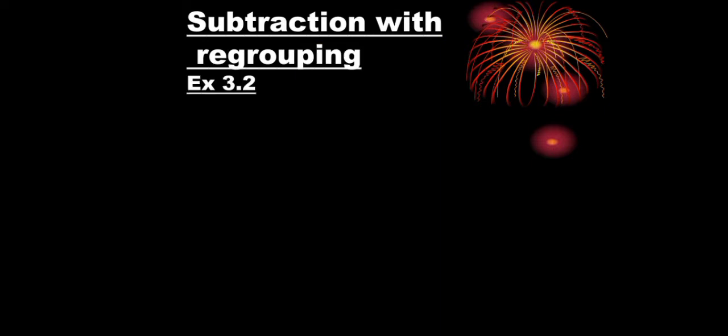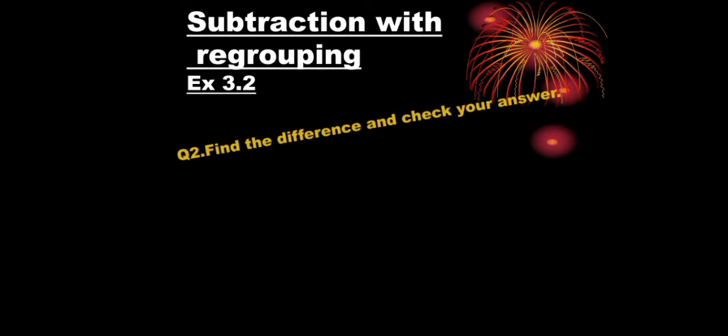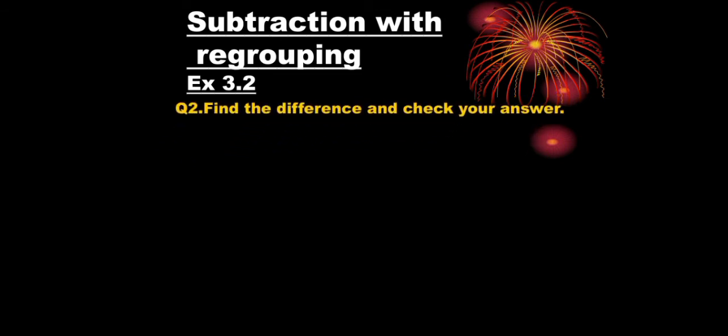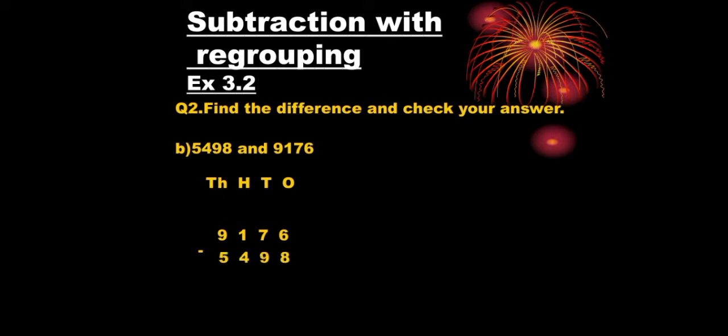Now, how to subtract large numbers? Subtraction with regrouping. Exercise 3.2, question 2. Find the difference and check your answer. 5498 and 9176. Here in this question we will subtract. Why? Because difference means subtract. So we write larger number first and smaller number below it in proper columns.